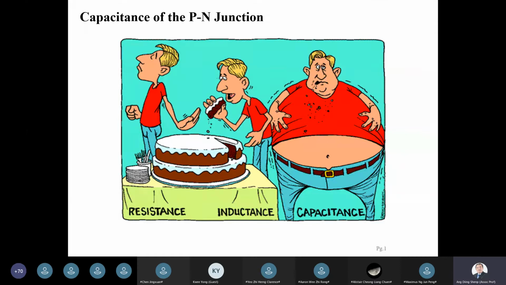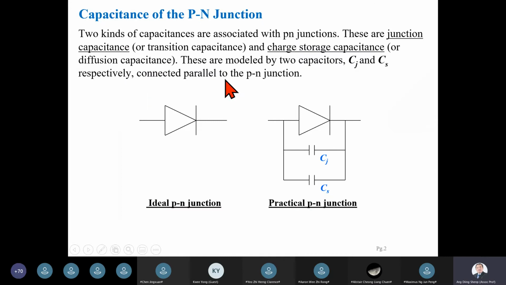The next hour we'll focus on the PN junction capacitances. If you look at this diagram, there are three very well-known basic circuit components: resistor, inductor, and capacitor. The basic property of a capacitor is charge storage; it stores charge. So why is the concept of capacitance relevant to the PN junction?